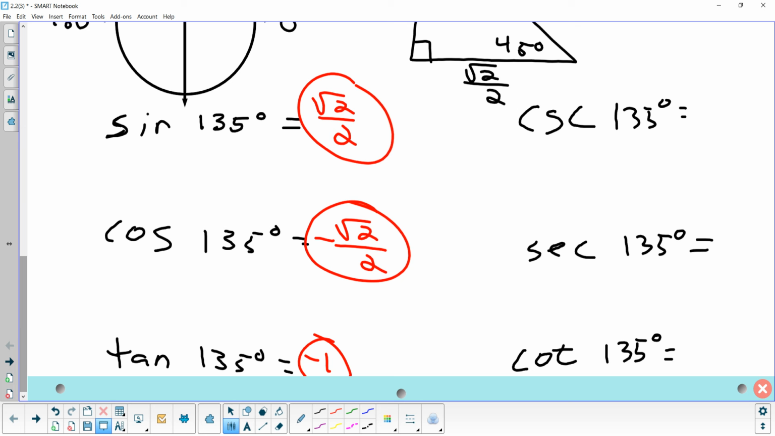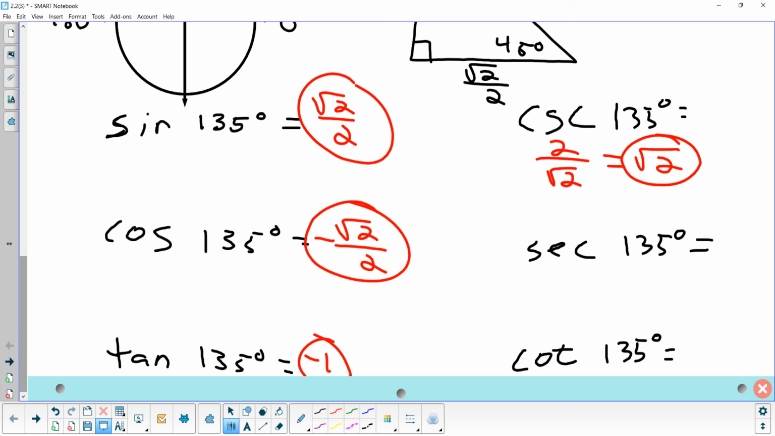So Jacob, can you tell me my first step to getting the cosecant? You flip the square root of 2 over 2. And what would you get when you flip it? 2 over square root of 2. All right, then we go on and fix that so we don't have a square root in the bottom. So Autumn, what does that simplify to? It simplifies to square root of 2. Yep. We've done that a few times at this point.